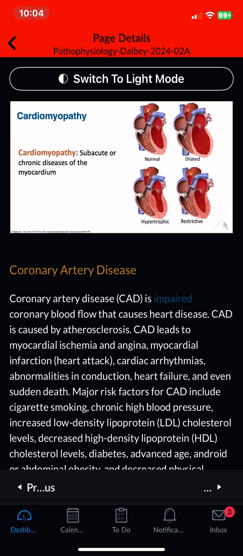We're going to switch gears now and look at cardiomyopathies. These are subacute or chronic diseases of the myocardium. They can be caused by genetics or acquired by risk factors like hypertension, myocardial infarction, heart valve disease, metabolic disorders, infections, or even drug use. And there are three main types that we can see illustrated here. The first is a dilated cardiomyopathy, and this is where the left ventricle enlarges and cannot effectively contract to pump the blood. And this is commonly caused by CAD or a myocardial infarction.